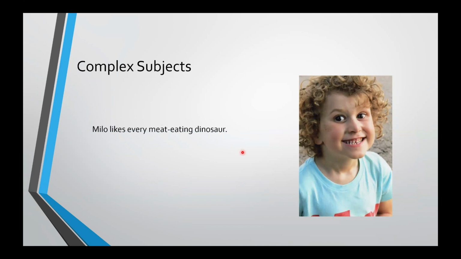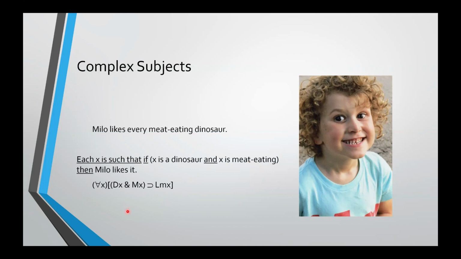Sometimes categorical sentences will be disguised. So take this, for example, Milo likes every meat-eating dinosaur. This probably doesn't look like it's a categorical sentence. It actually is, though. The way to paraphrase this would be each x is such that if x is a dinosaur and x is meat-eating, then Milo likes it. So this is basically an A sentence with a complex subject and a complex predicate, actually. It's going to look like this: for all x, if x is a dinosaur and x is meat-eating, then Milo likes x.